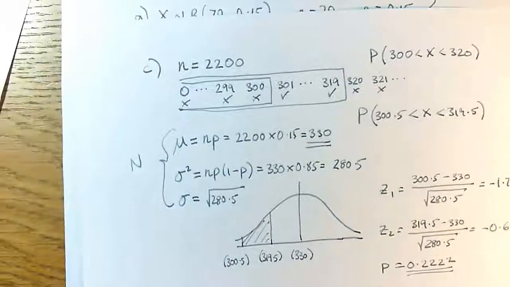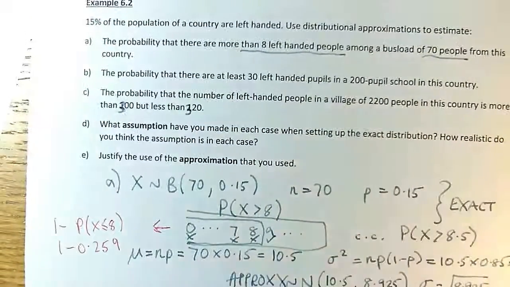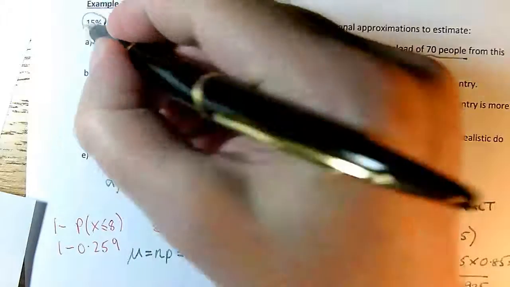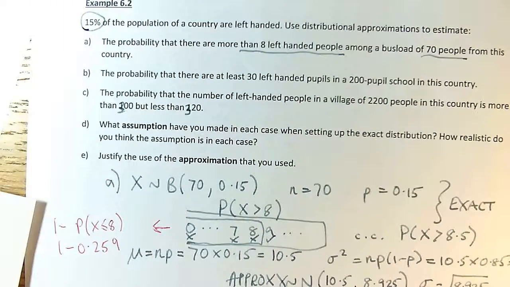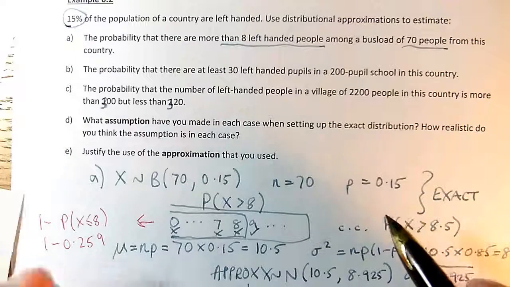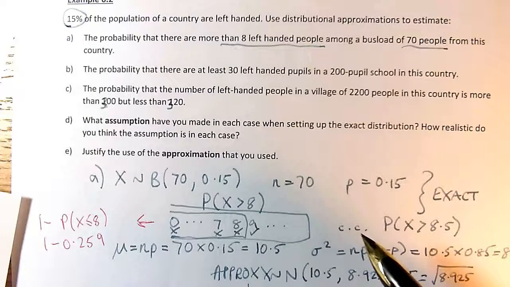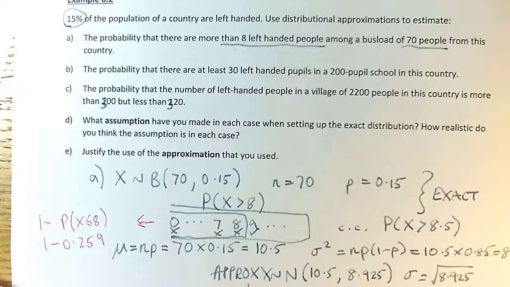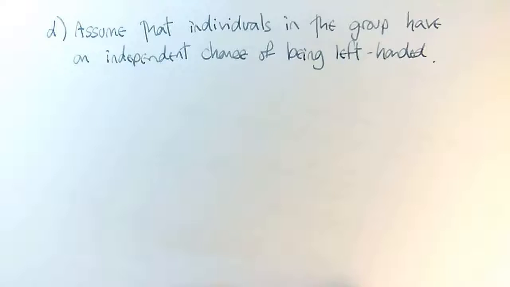If you look at the question, remember the p of 0.15 comes from this, which is fixed. So that's not an assumption that p is fixed. However, in each case, the idea about independence will be an assumption. So I can lump all of these together and say that in each case I've assumed that people's left-handedness will be independent. So assume individuals in each group have an independent chance of being left-handed.